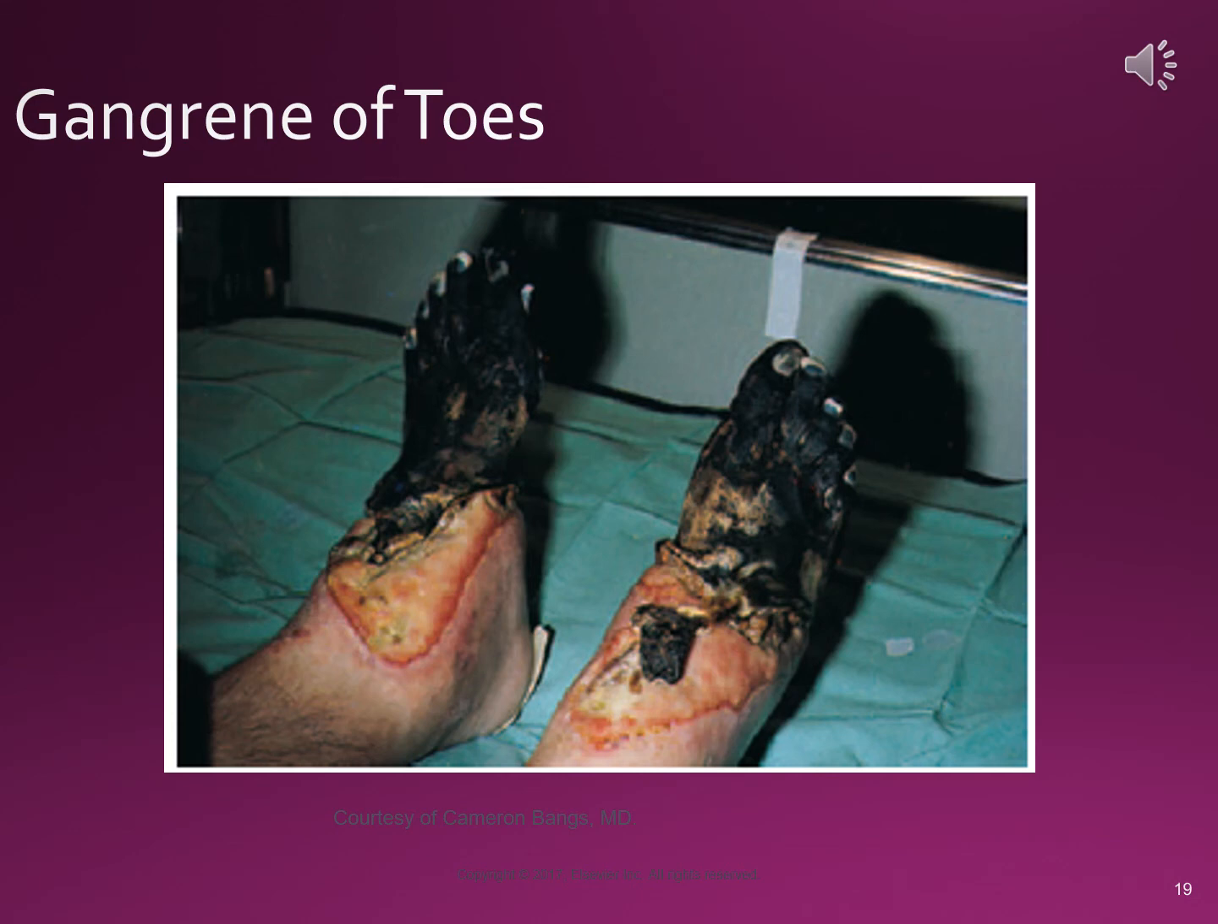This picture's from your book, and this is something that we definitely don't want to happen. This is gangrene of the toes, the progression of arterial ulcers, infection, and finally tissue death, and these feet are going to have to be amputated, I'm sure.